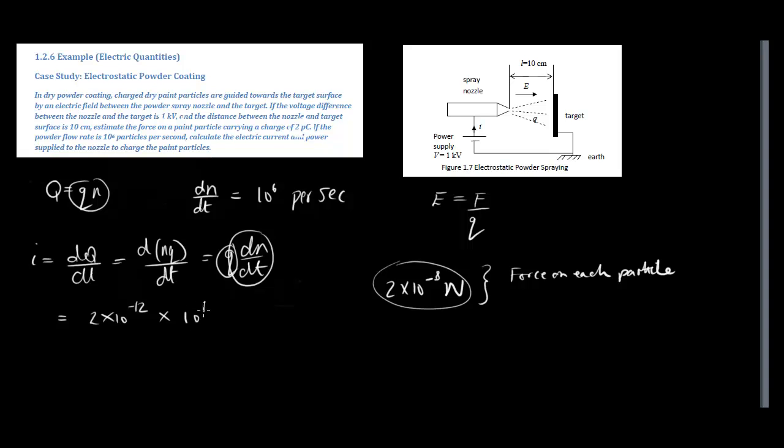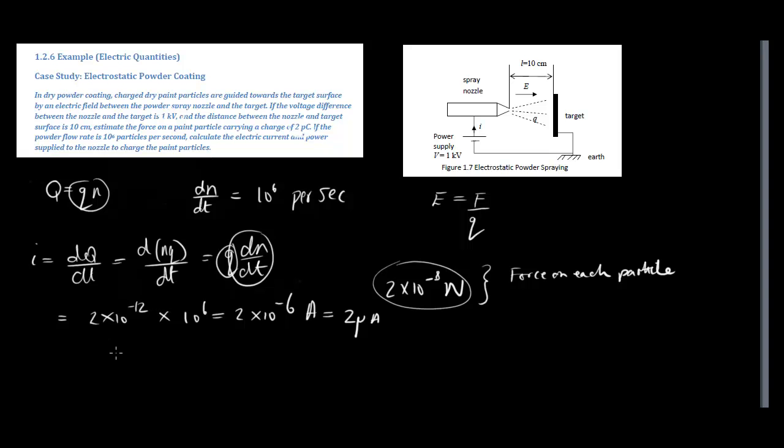Times 10 to the 6. What do we get? Well, we get 2 times 10 to the minus 6, which seems to make sense. Amps. Amps are the SI unit for current. Now this is a pretty small number, so we want to express it in simpler form, so we just say 2 microamps. Micro refers to 10 to the minus 6. So we've got our current.